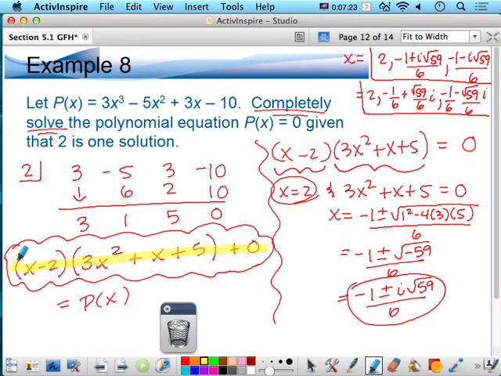Next time in section 5.3, we will actually be learning how to do it if it's not just a cubic, if it's like a 4th or 5th degree. So you'll actually be performing synthetic division multiple times on one problem before you drop into a quadratic. You're excited, aren't you? No. I can tell by looking at you.